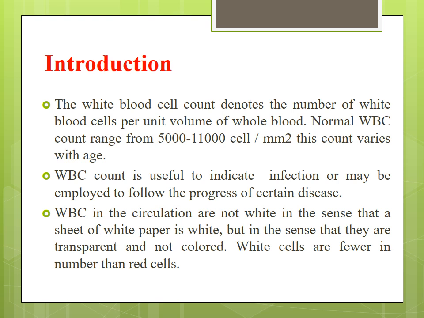White blood cells in the circulation are not white in the sense that a sheet of white paper is white, but in the sense that they are transparent and not colored. White cells are not basically white like a white paper, no, they are transparent, but the accumulation of white cells gives us the white color. White cells are fewer in number than red cells.